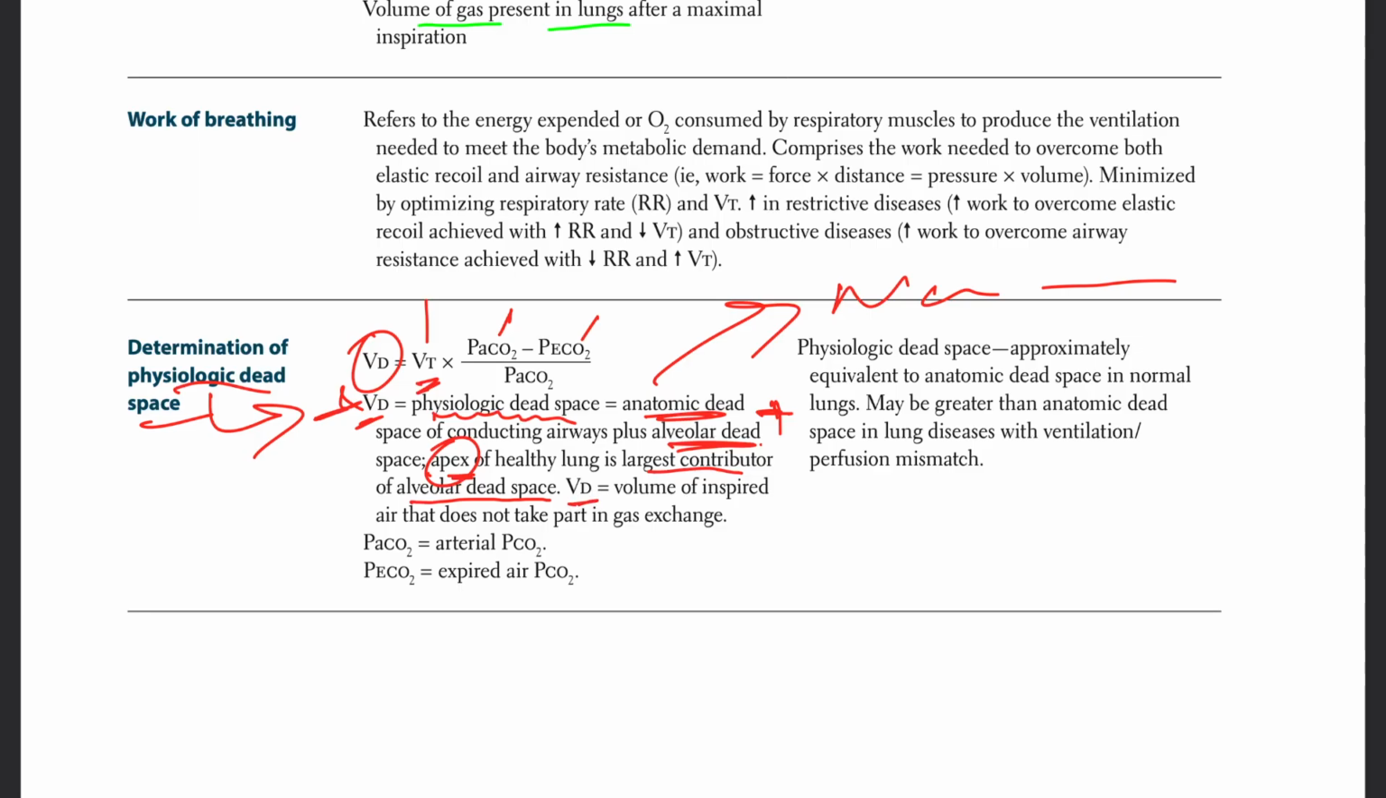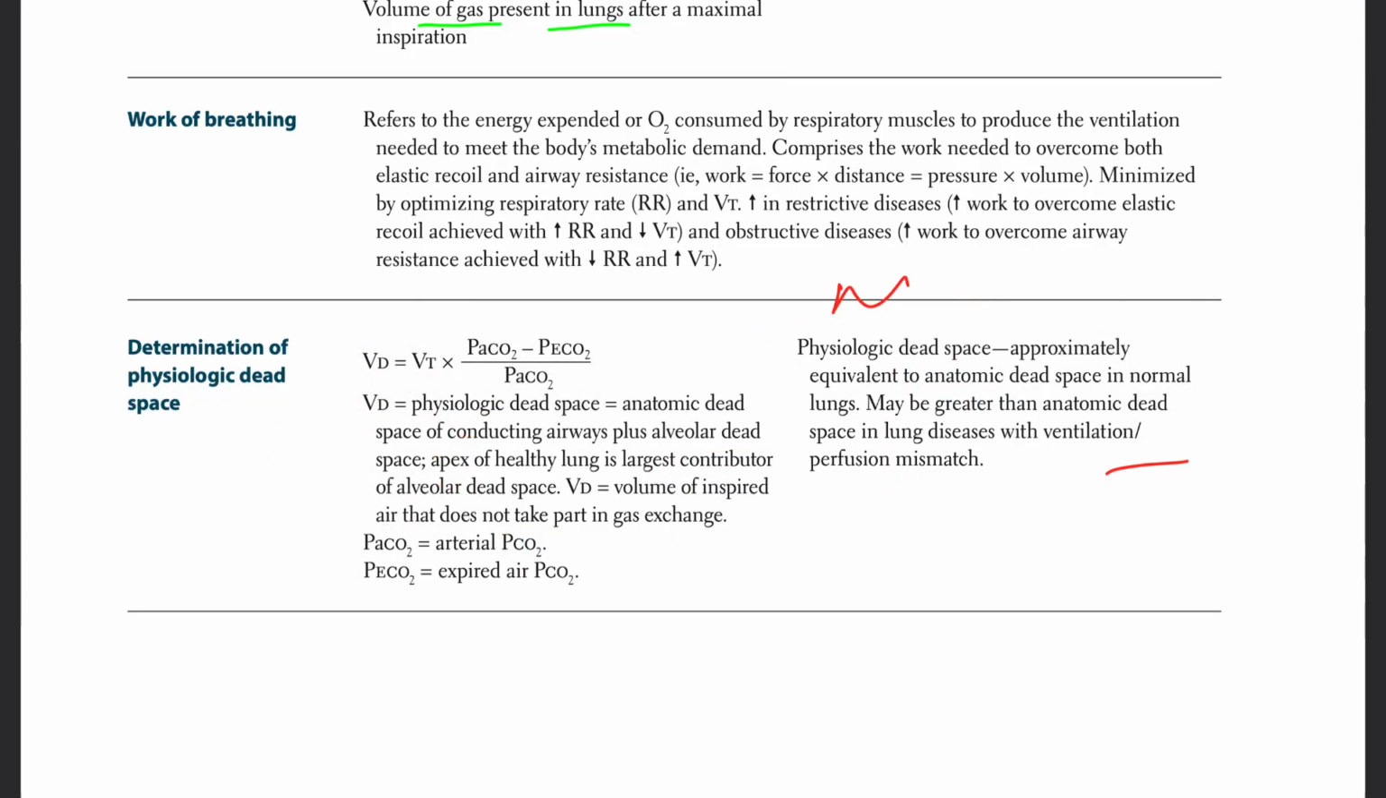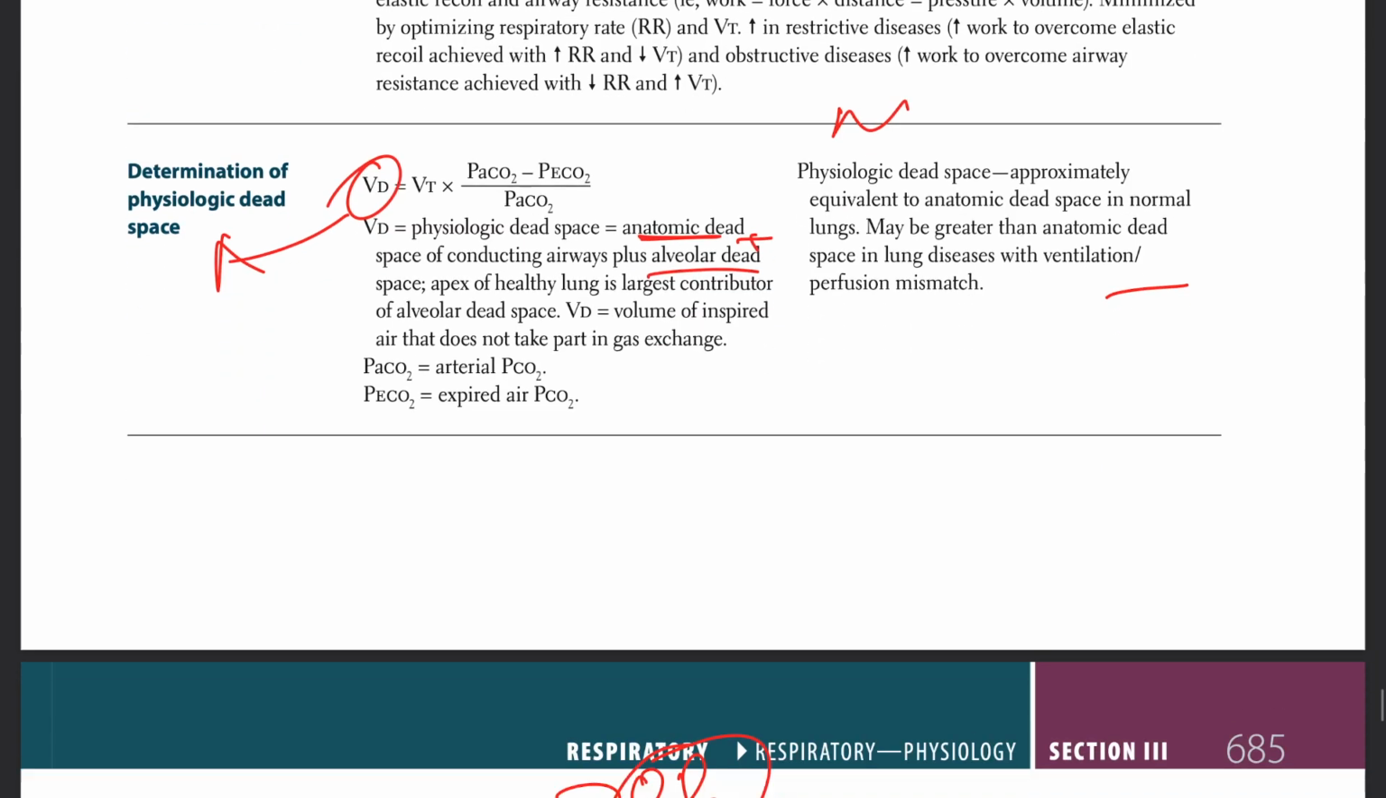VD equals the volume of inspired air that does not take part in gas exchange, and we've talked about it like 10 times now, so we know what VD is. On the right side, it says physiological dead space is approximately equivalent to anatomical dead space in a normal lung, but may be greater than anatomical dead space in lung disease with ventilation-perfusion mismatch. As a simple summary, VD is your physiological dead space, which equals anatomical plus alveolar dead space. Simple, no fancy things.